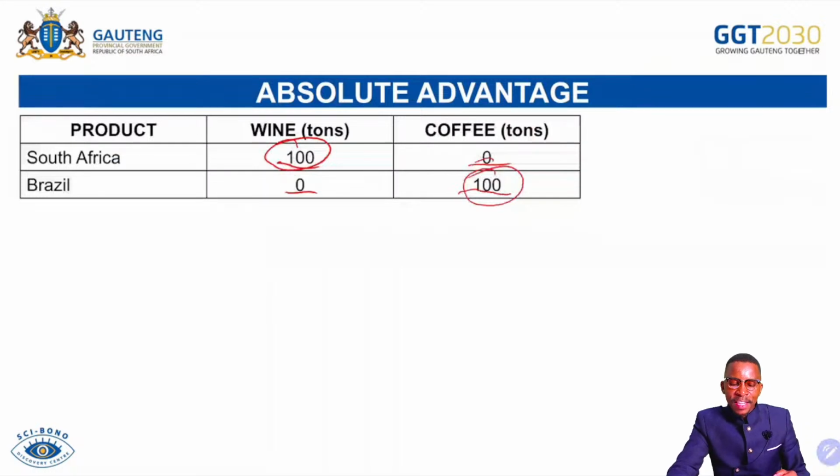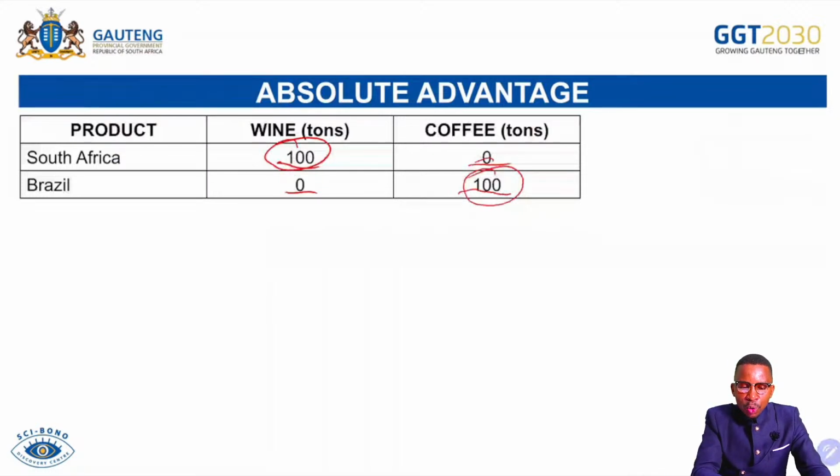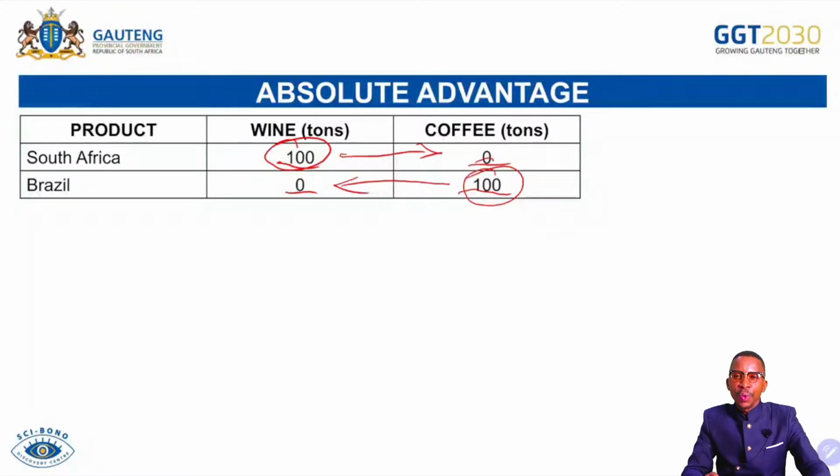So what is going to happen then? South Africa will produce 0 coffee and 100 tons of wine, and sell to Brazil. South Africa will export the wine to Brazil, and Brazil will export the coffee to South Africa. So they exchange in this situation. This creates international trade, because what you cannot produce, you can buy from other countries, and what you can produce more of, you can sell to other countries. Then we get an absolute advantage going on in this table.